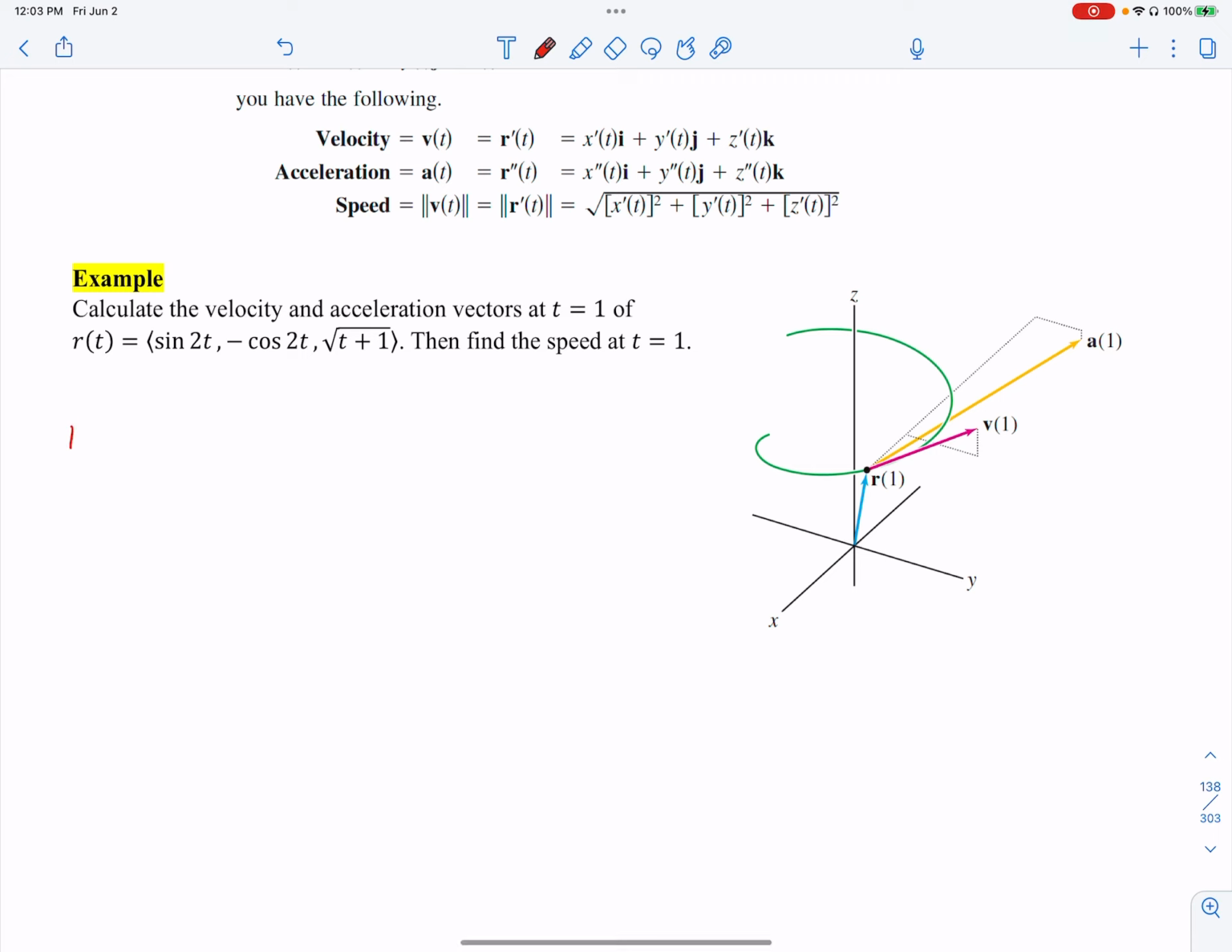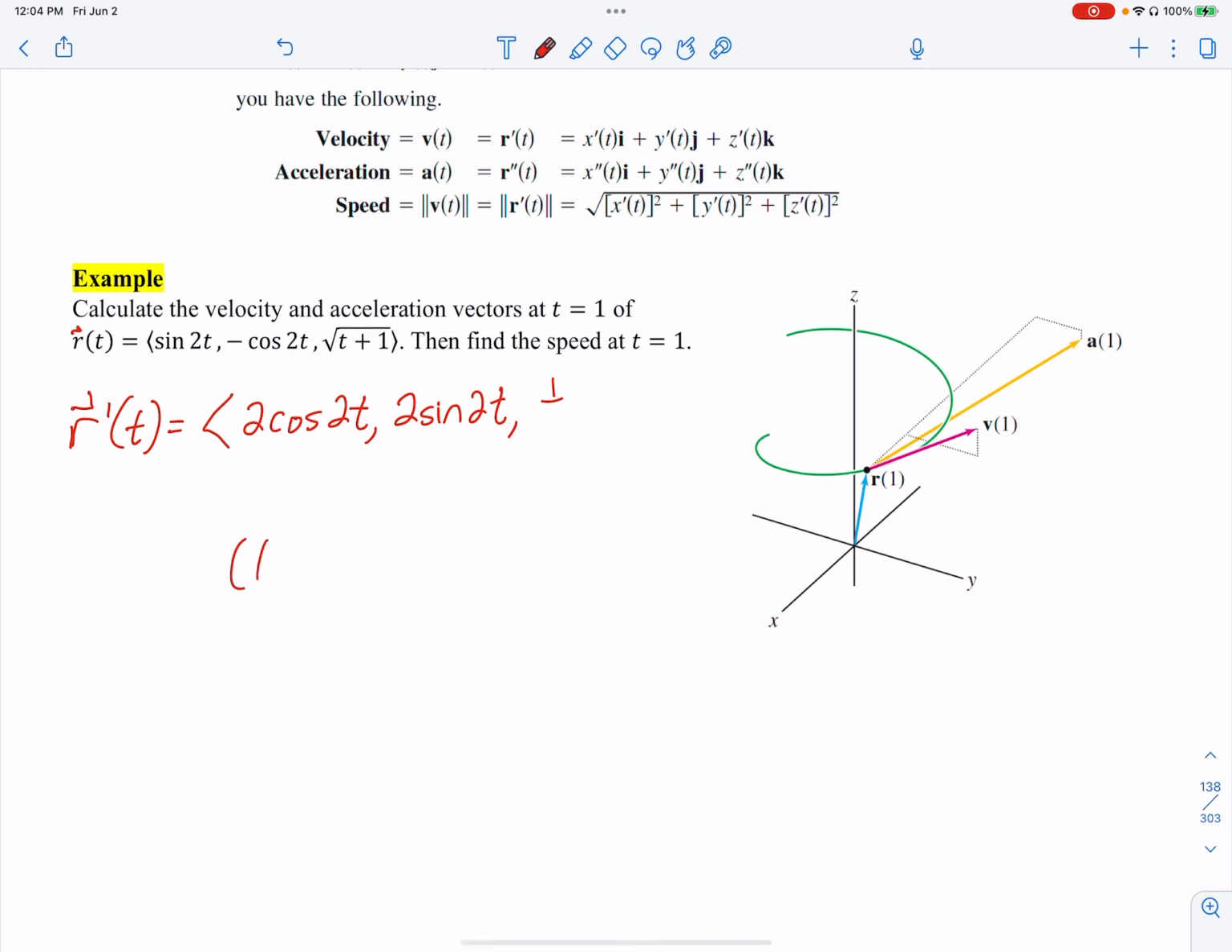So if I have r, I just have to find r prime. So r prime is equal to 2 cosine 2t. That's using the chain rule. And then I have negative 2 sine 2t. The derivative of cosine is negative sine, which takes care of the negative, and the derivative of 2t is 2. And then the last thing, the half comes down.